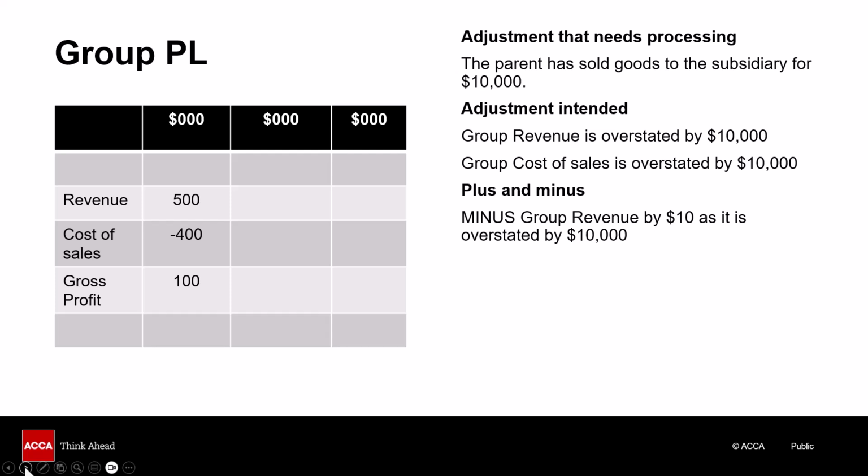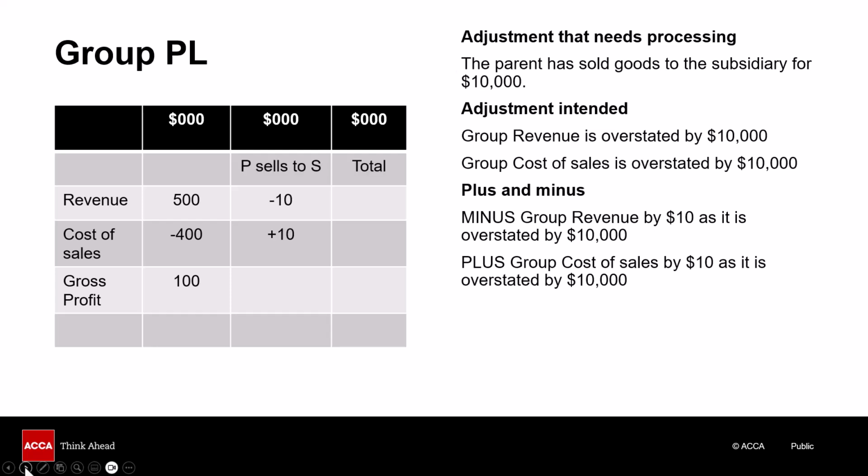Yes, it needs to be 390. So the adjustment you're making is not to minus 10, but the adjustment you're making is to plus 10, because by adding 10 to the minus 400, you get to minus 390. And if you're not sure about that, rewind, listen to me again. Yeah, that's the adjustment that you would have to be making to pick up all of the marks available.